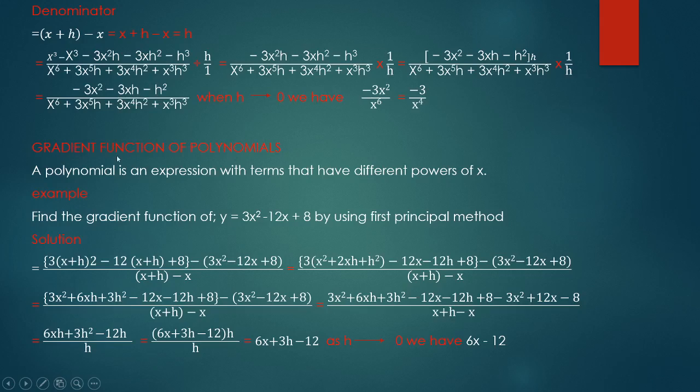Now, gradient function of polynomials. A polynomial is an expression with terms that have different powers of x. An example is that we find the gradient function of y equals 3x squared minus 12x plus 8 by using the first principle method. Now, the coordinates, remember, y2 becomes x plus h squared. If we are dealing with the power, this is the highest power. If it was power 3, it becomes x plus h cubed. If it was power 4, x plus h power 4.